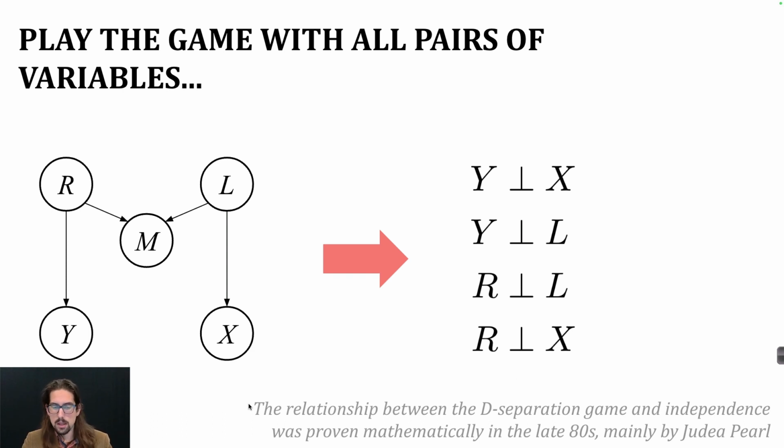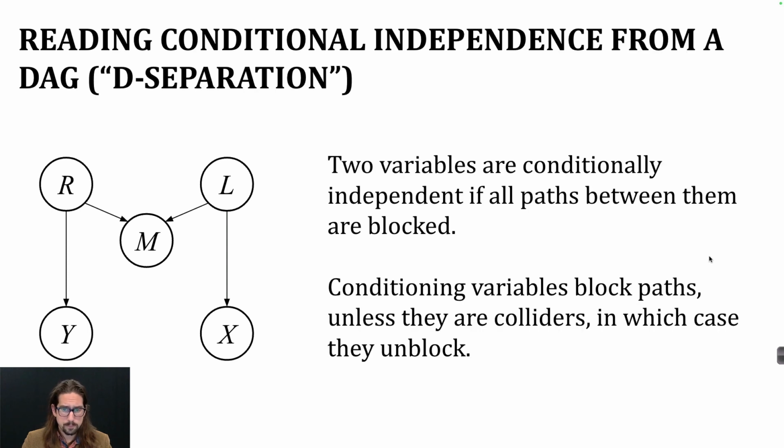So this game, by the way, the relationship between this kind of visual d-separation game that you can play and these formal independence assumptions, which again tell you something about how you can factorize the joint density, was mathematically proved in the late 80s, mainly by this dude called Judea Pearl, who's still around. He's done a lot of work in causality and computer science. He's an interesting guy to know about, at least. So we've known this for a while.